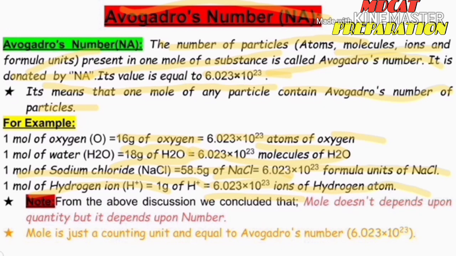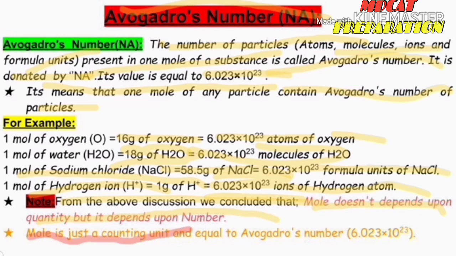Note: from the above discussion, we concluded that mole doesn't depend upon the quantity, but it depends upon number. Mole is just a counting unit and is equal to Avogadro number, i.e. 6.023 into 10 raised to the power 23.